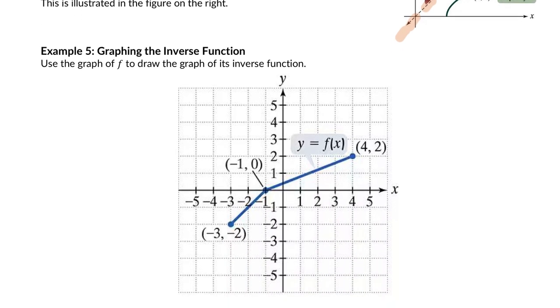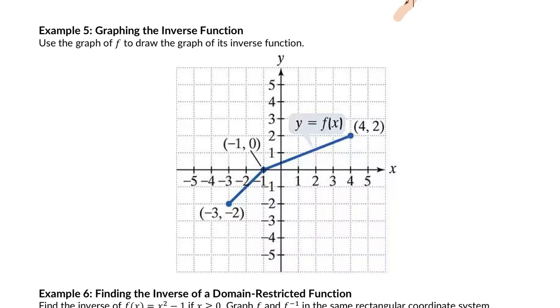So let's graph some inverse functions. We're going to use the graph of f to draw the graph of its inverse function. All we have to do, my friends, is flip-flop the x's and y's. So if this dot on f appears at -3, -2, where will it appear on f inverse? -2 and -3. So I go to -2 and then -3. This is going to be the first coordinate point for my f inverse. -2, -3. We just flip-flop those.